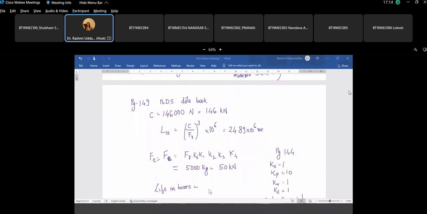So give me the life in hours. Life is 24.8 million revolutions. It is rotating at 1000 RPM, which means in 1 minute it is having 1000 revolutions, which means in 1 hour it will have 1000 into 60 revolutions. How do you get life in hours?